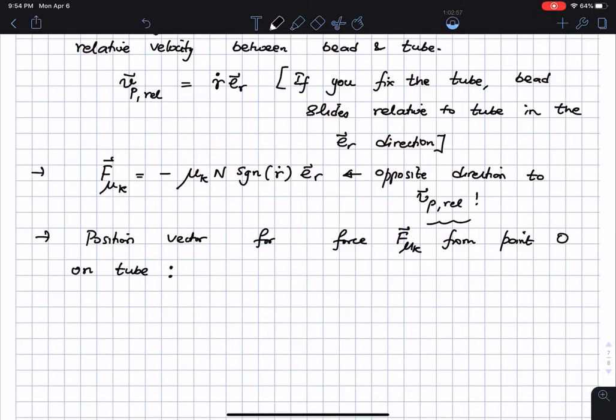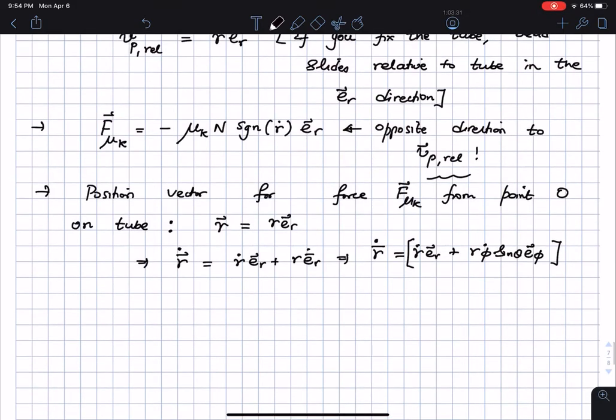This is fairly straightforward, right? We know that this is going to be R for that force is going to be R eR, which implies that R dot is R dot eR plus R phi dot sine theta e phi, from before.